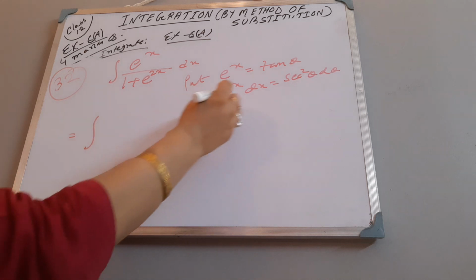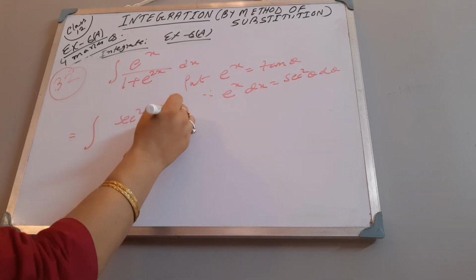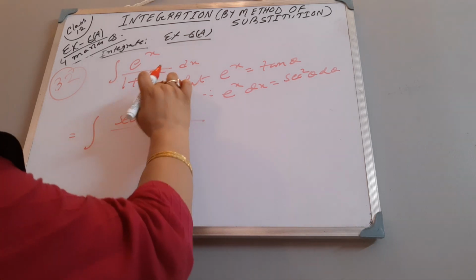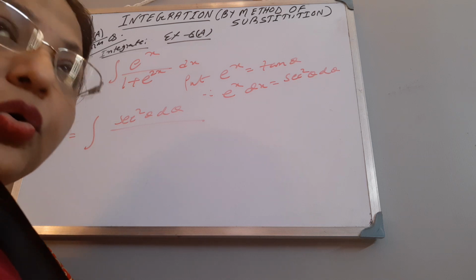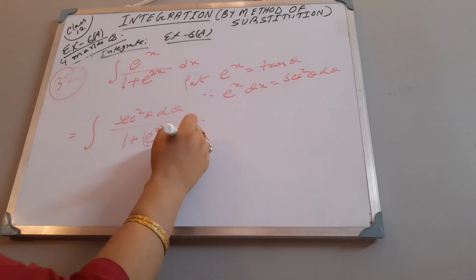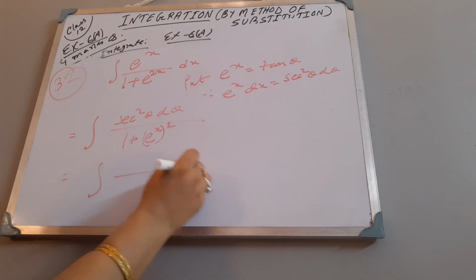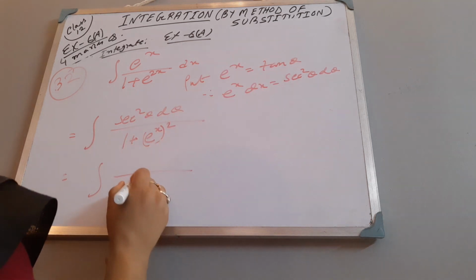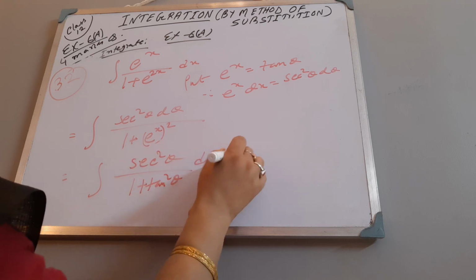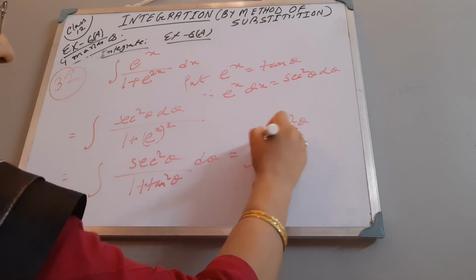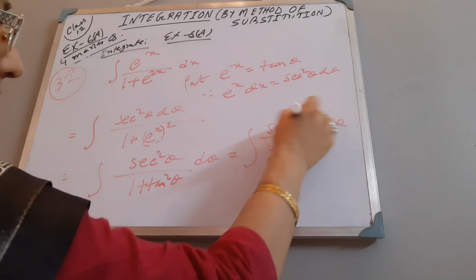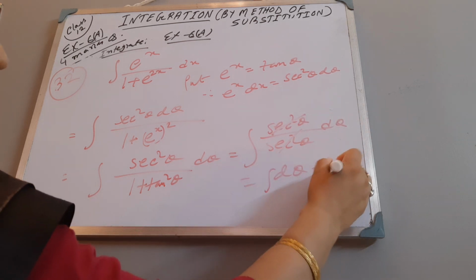So integral e to the power x dx is sec square theta d theta whole divided by 1 plus e to the power 2x. e to the power 2x can be written as (e to the power x) whole square. So we will write 1 plus (e to the power x) whole square. And e to the power x we have taken as tan theta, so it is coming 1 plus tan square theta, and the numerator is already sec square theta d theta. So sec square theta by 1 plus tan square theta, which is again sec square theta, cancels. So integral d theta is again theta plus c.